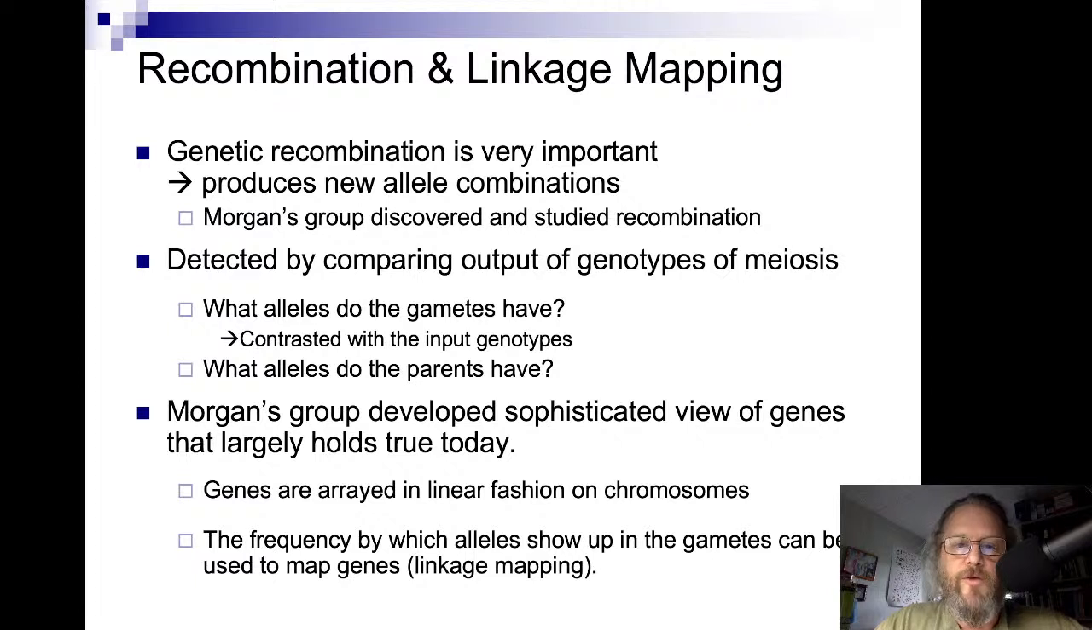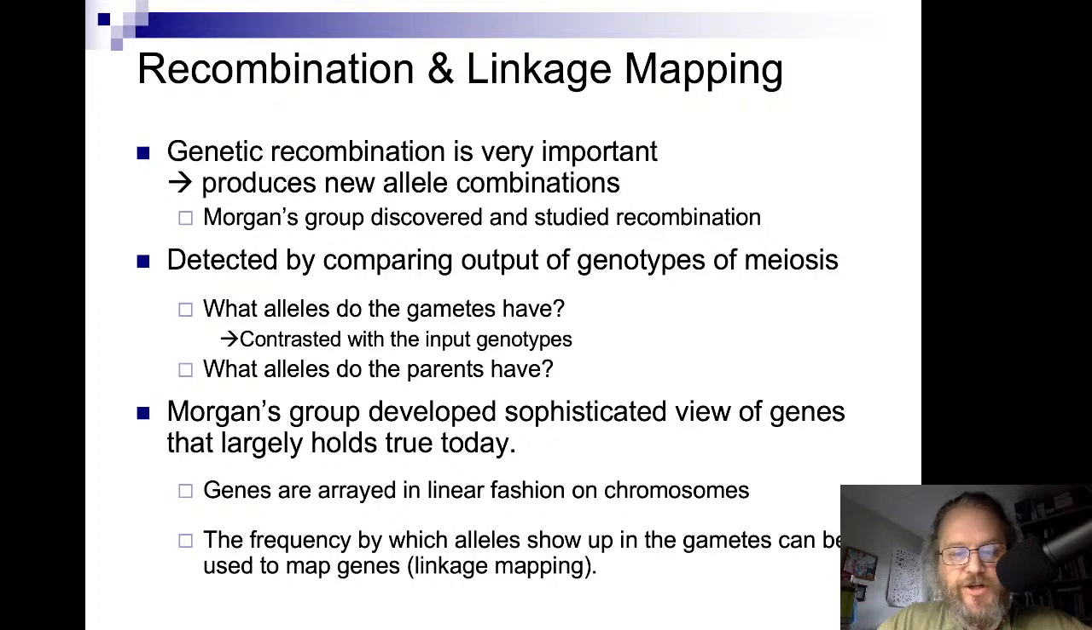So, reviewing, what does recombination do? It produces new allele combinations. Morgan's group was the group that came up with the idea of recombination and using recombination as a way of generating linkage mapping. You detect it by comparing the output genotypes from meiosis, what alleles the gametes have, contrasted with the input genotypes. In other words, what are the alleles that the parents have and what combinations, right? So you're comparing recombinant types and parental types.